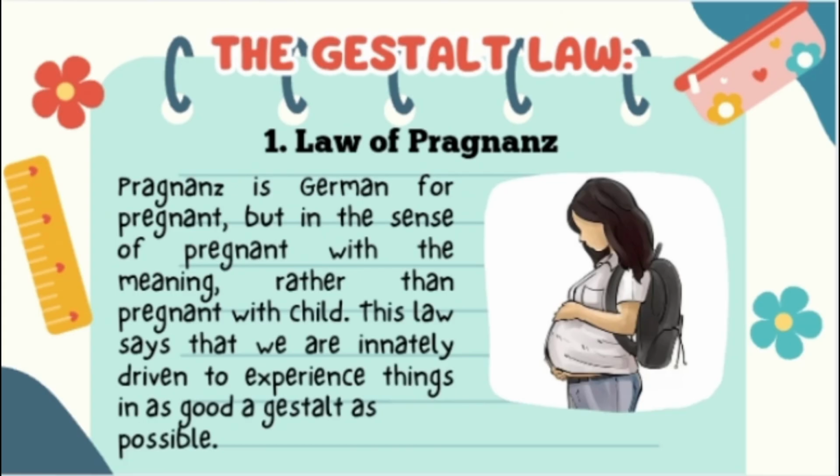Law of Prägnanz. Prägnanz is German for pregnant, but in the sense of pregnant with meaning. Rather than pregnant with a child, this law says that we are innately driven to experience things in as good a form as possible. The law of Prägnanz states that when we look at a complex or unclear image, our brain automatically organizes it into the simplest, most stable, and most meaningful form possible. In short, our mind prefers a simple, organized shape instead of a complicated one. Even if the visual information is incomplete or messy, we tend to see the simplest possible pattern.